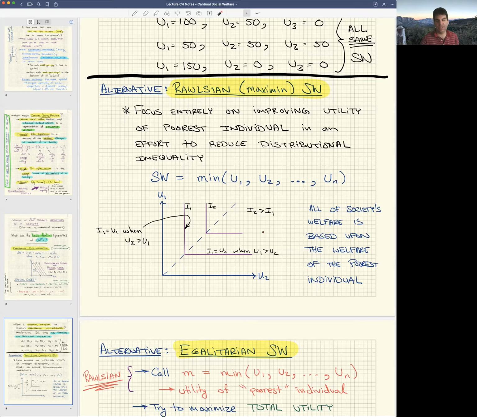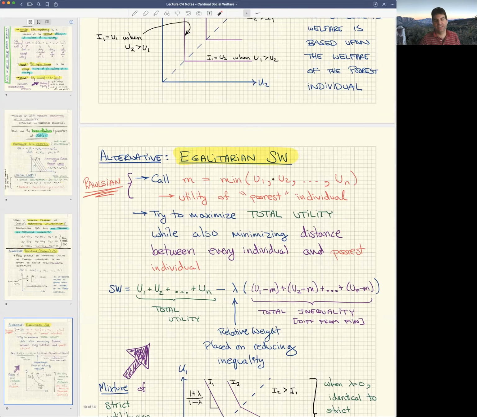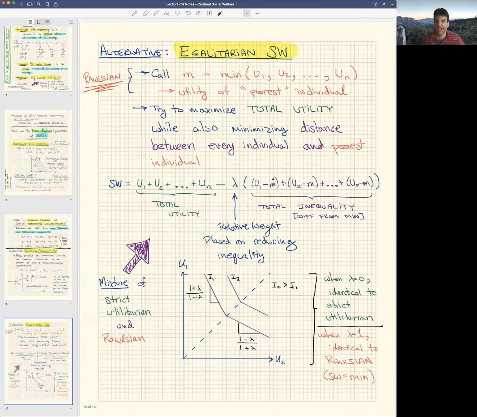Now, you might say that's way too extreme, Ted. It doesn't make sense. They're never going to take the minimum of all that. Well, I have the social welfare function for you then, and that's the so-called egalitarian social welfare function. Oh, I'm sorry, there was a question.